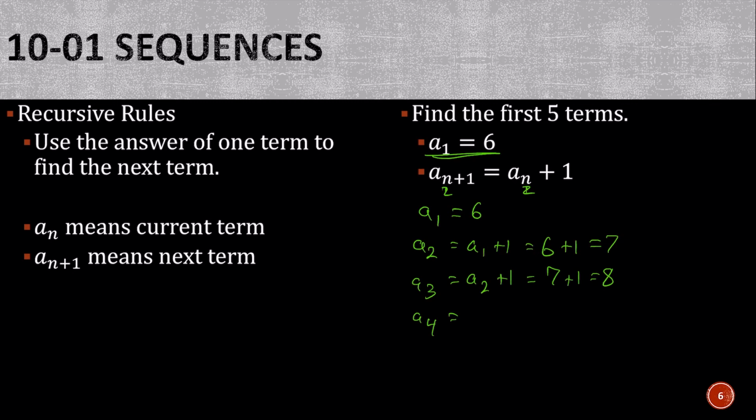A4 would be putting a 3 for the n. So I get A3 plus 1. A3 was 8. Oh, hey, look at our pattern. We're taking the number we had before plus 1. So 6 plus 1 is 7. 7 plus 1 is 8. 8 plus 1 is 9. Following that pattern, A5 would be 9 plus 1, which is 10.